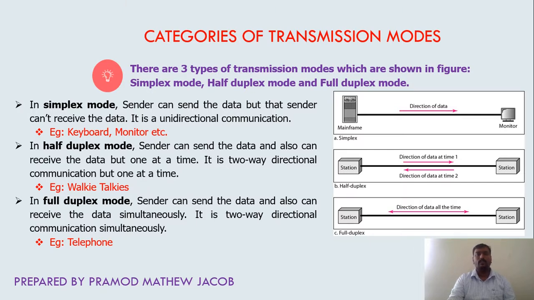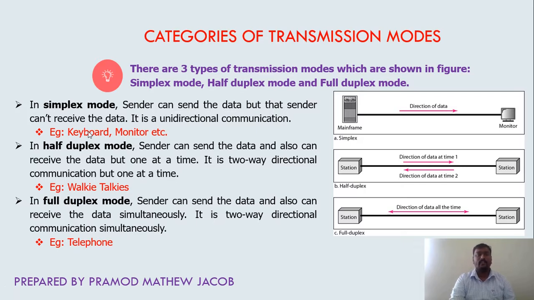In simplex mode, sender can send the data but the sender can't receive data. It is a unidirectional communication. See this figure, the computer can send data to the monitor but the monitor cannot send any data to the computer. So it is a unidirectional communication. Data can be sent only to one direction. Examples are keyboard, monitor, etc.